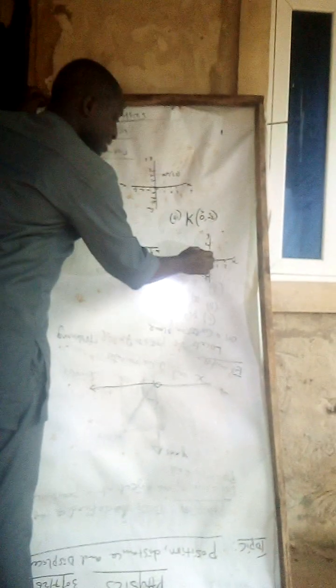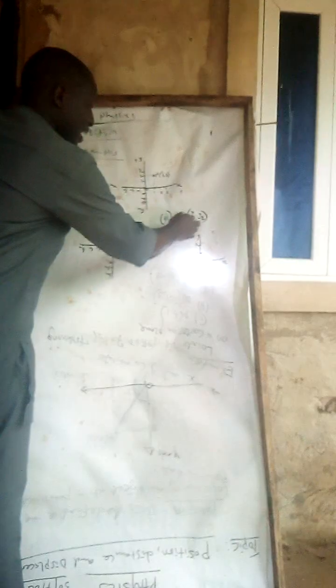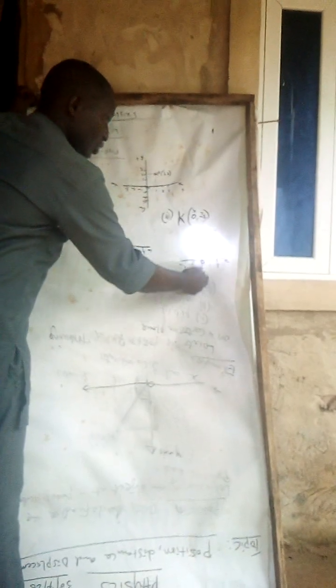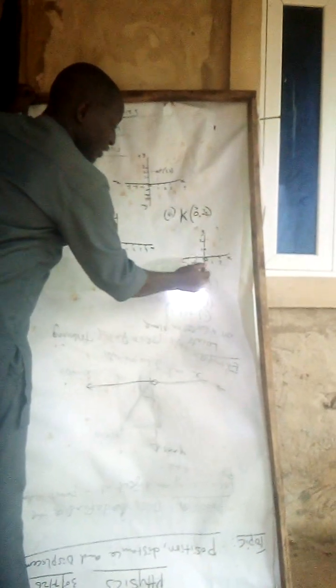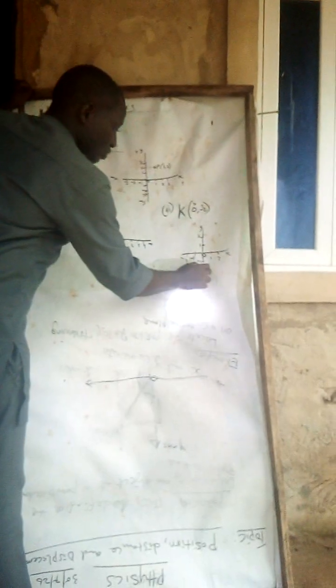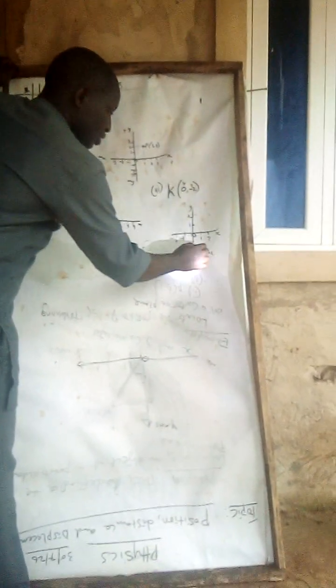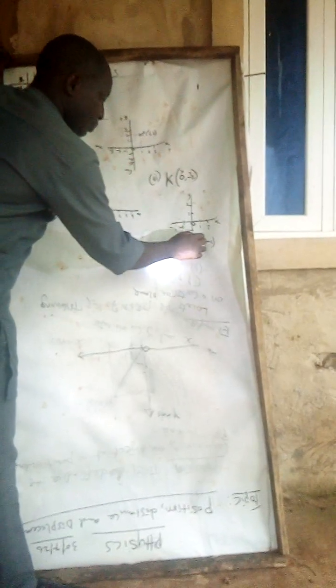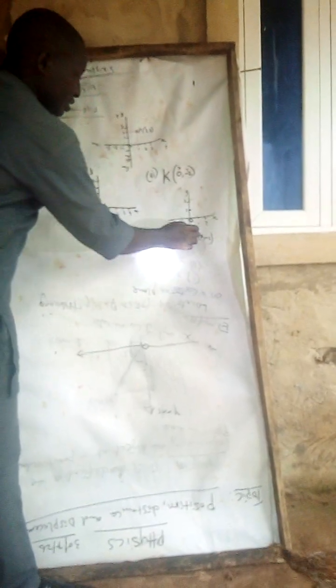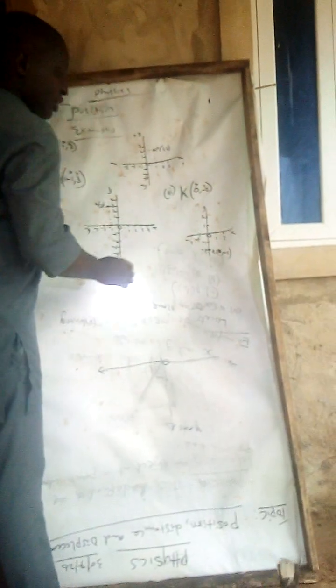So x is 0, and y is minus 2. Where is minus 2 on the vertical? Here. You now mark here. That will be point K at 0 and minus 2. You put a bracket. Very simple. Very, very what? Simple. Okay?